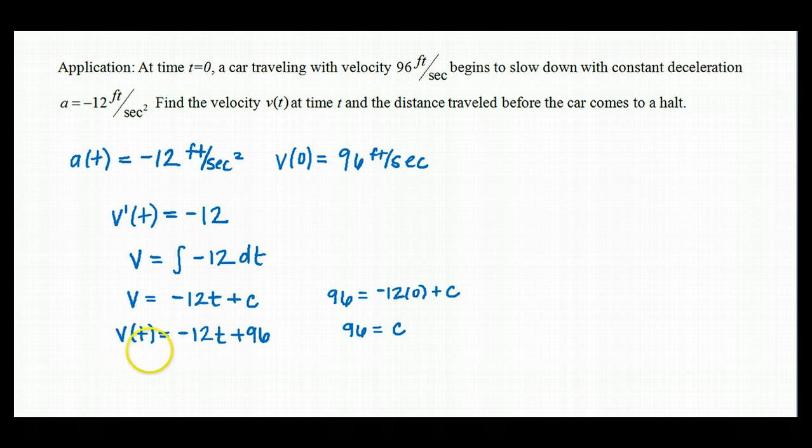So here's my velocity function. V of t equals negative 12t plus 96. So I can plug any time into here and get out a velocity. So I've answered the first part of the question.